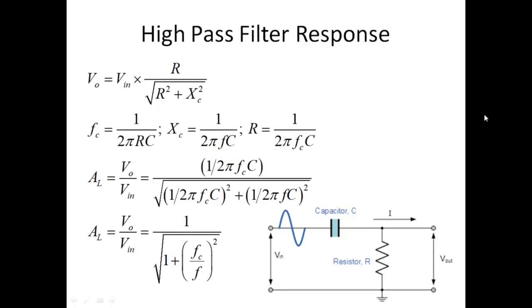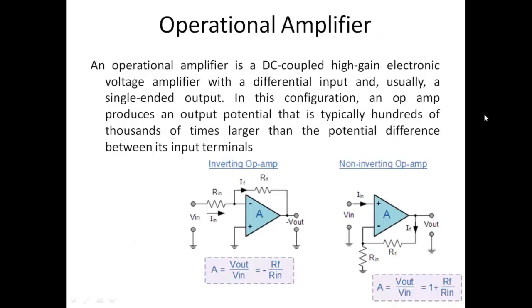Again, this is a passive high pass filter, just like in the last class we had studied. If we have to make it an active filter, we have to apply an amplification stage along with that, an operational amplifier. Just to quickly brief you again, an operational amplifier is an electronic voltage amplifier which works on differential input. That is, it needs two inputs and it gives a single output. There are numerous types of configurations in which the operational amplifier can be used, and it produces an output potential that can be hundreds and thousands of times larger than the potential difference at the input terminals.